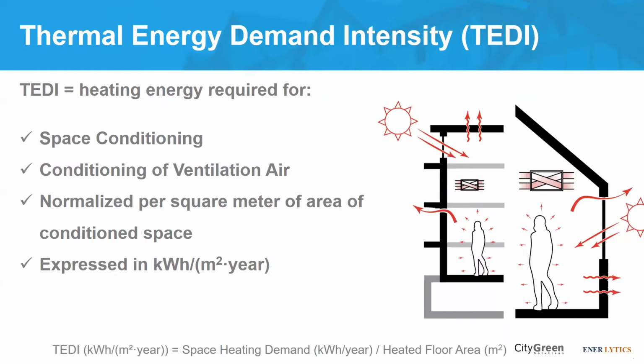TEDI is defined as the heating energy required for space conditioning, conditioning of ventilation air, normalized per square meter of area of conditioned space, and expressed in kilowatt hours per meter squared per year. Again, the formula for this, integrated into the BC Energy Compliance Report, is listed here.